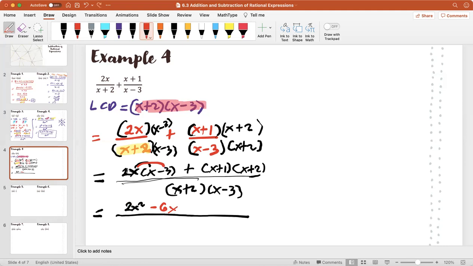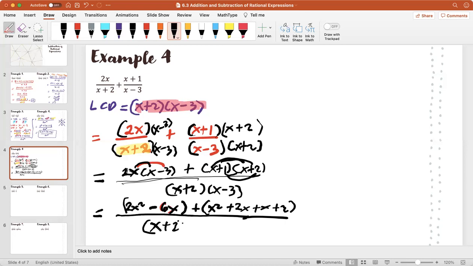Next is your FOIL: parenthesis x plus 1 times parenthesis x plus 2. By foiling it, x times x is x squared, x times 2 is 2x, 1 times x is x, and 1 times 2 is plus 2, all over the LCD, x plus 2 times x minus 3.